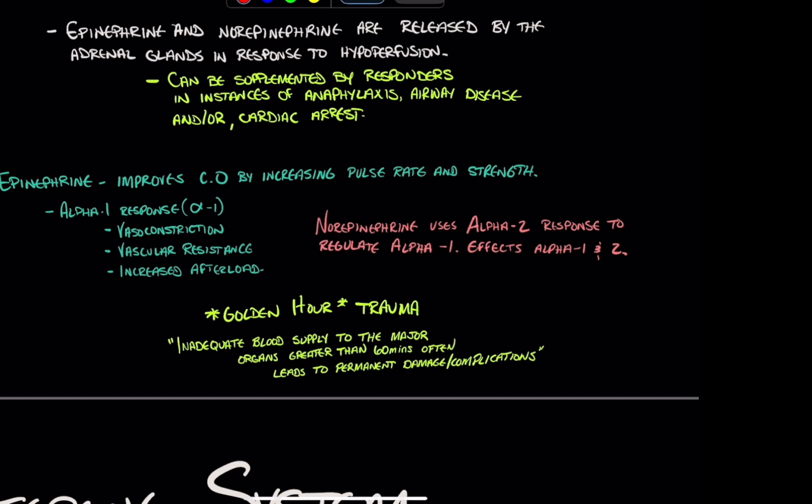When we look at trauma, we have what's called the golden hour, and basically most vital organs, aside from the heart and the brain, which have a very short window, but most of our other organs, if you have them inadequately perfused for greater than 60 minutes or so, you're going to have permanent damage. You're going to have complications. Basically, that 1 hour, that golden hour, is our time frame to getting these people to the hospital or resolving the shock state. Because if they sit in that state for longer than that, they're likely going to have permanent damage to certain tissues.